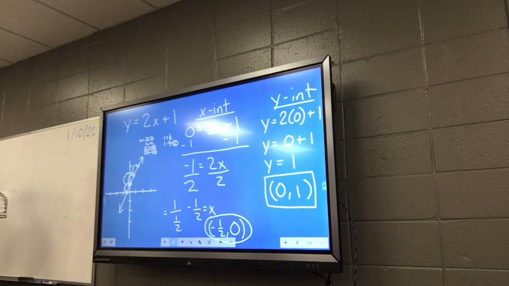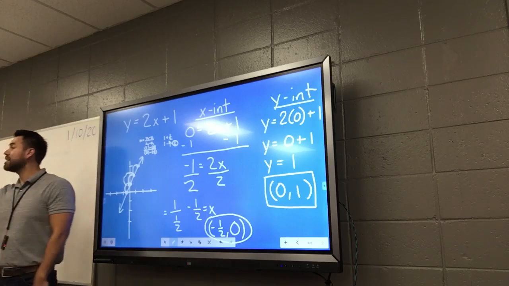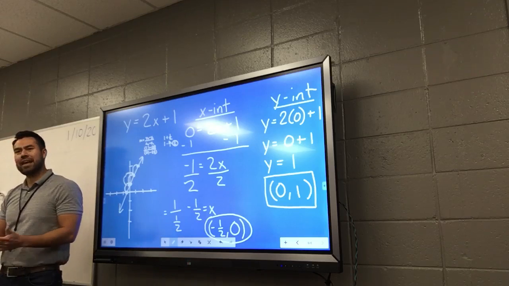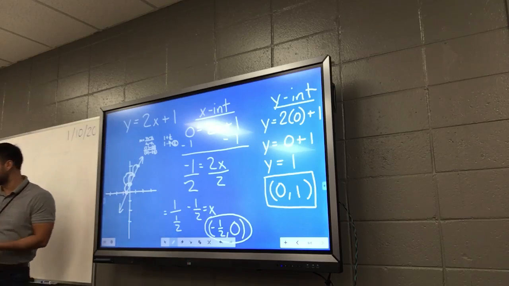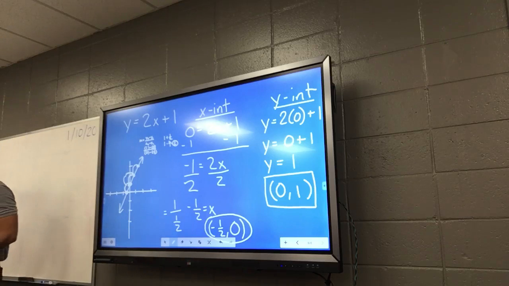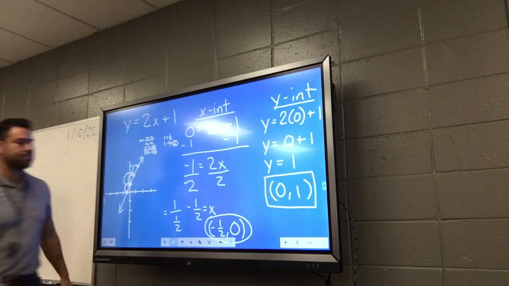Oh, man, this is deep stuff, isn't it? This is cool stuff, guys. You're learning about coordinate geometry, and how many of you are not fully understanding it? It's okay. I don't fully understand it yet. I've only been doing this for 25 years, and I still don't understand it. Yeah, it takes a while.